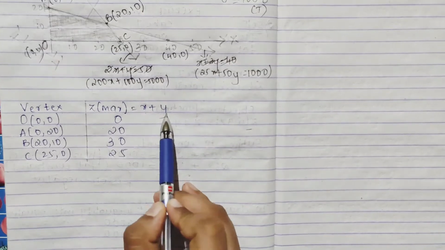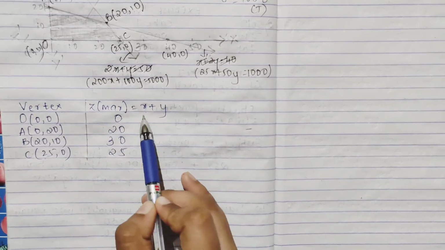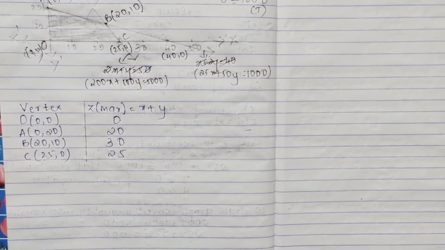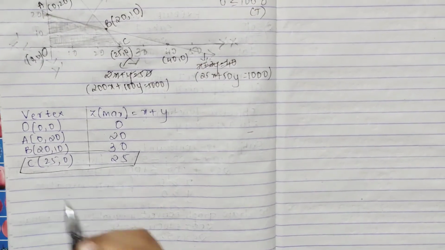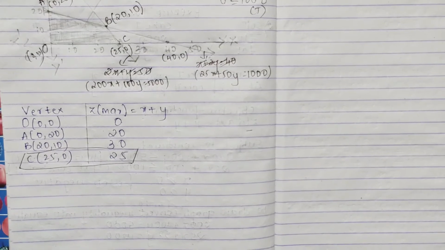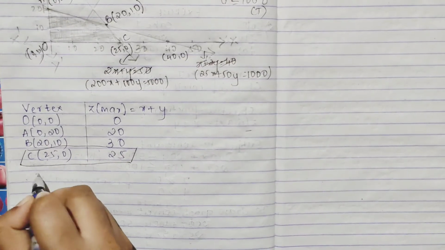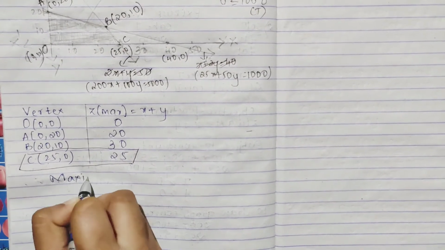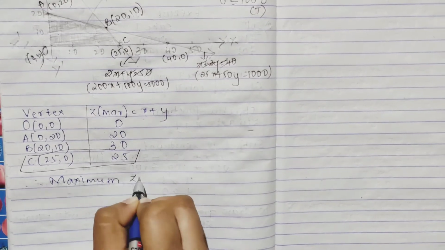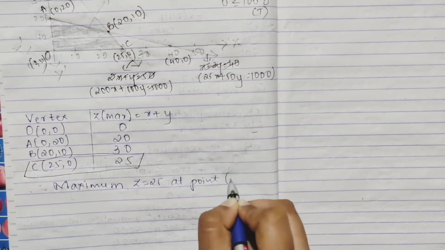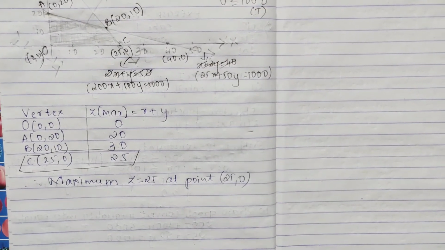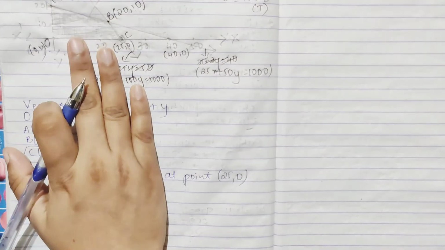At 20, 10, 20 plus 10 is 30. At 25, 0, it will be 25. So here your maximum point, you can see it is 25 at the point 25, 0. So at last you can write, therefore maximum z is equal to 25 at point 25, 0. Okay, please be careful with your feasible region.